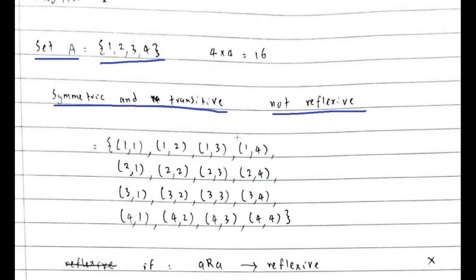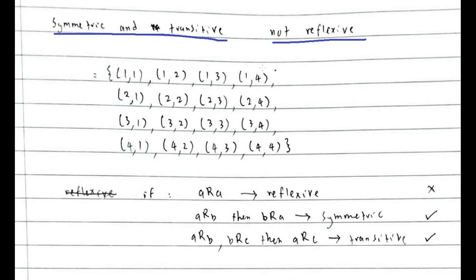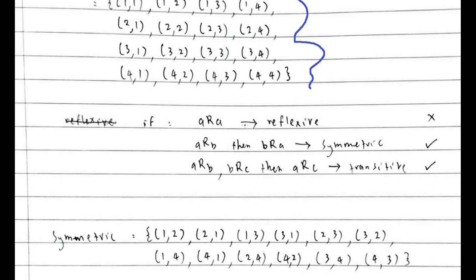So we must list out all the elements in the relation of set A. Set A consists of 4 elements, which are 1, 2, 3 and 4. So 4 times 4 equals 16. So there are 16 elements in the relation of set A. We list all these 16 elements first, and then we must find the relation.